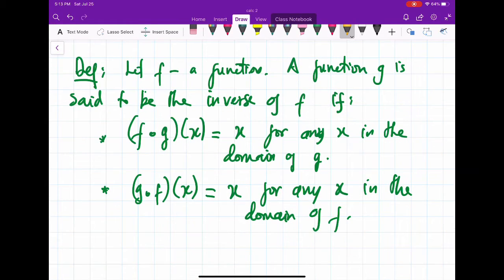Here's the definition. Suppose that you have some function f. A function g is said to be the inverse of f if the composite f of g at x equals x for any x in the domain of g, and the composite g of f at x equals x for any x in the domain of f. So basically, it says, suppose you are at x in the domain of g.